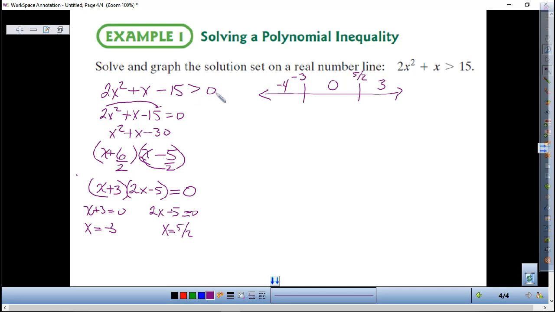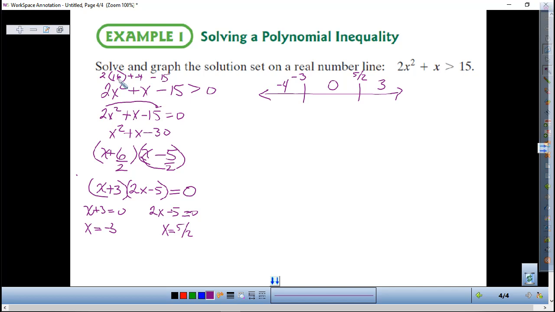That's all you're asking. All right, so if I plug -4 in right here, I'm going to get 16. Because -4 squared gives me 16. And I have 2 times 16 plus a -4 minus 15. Well, what is 2 times 16?